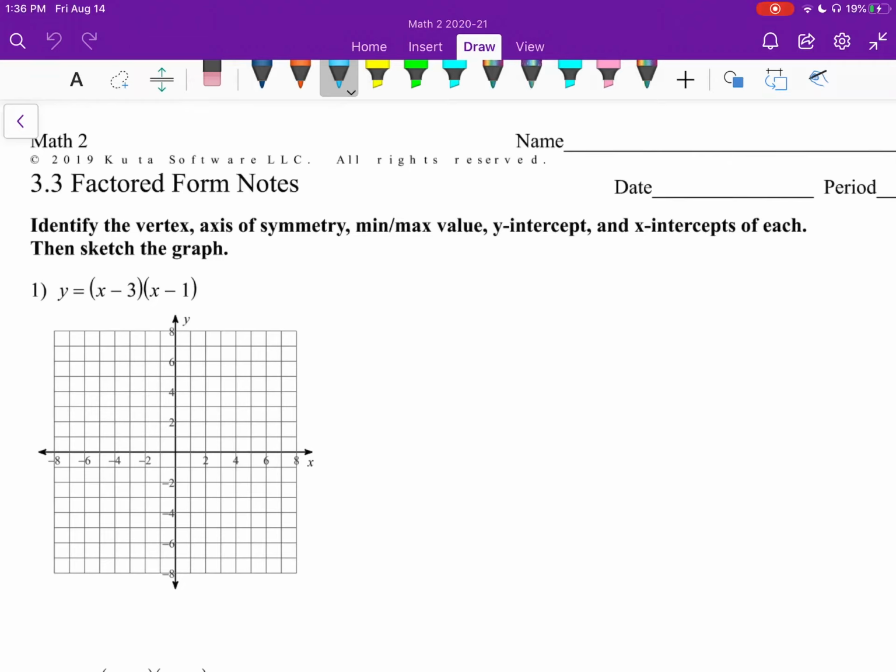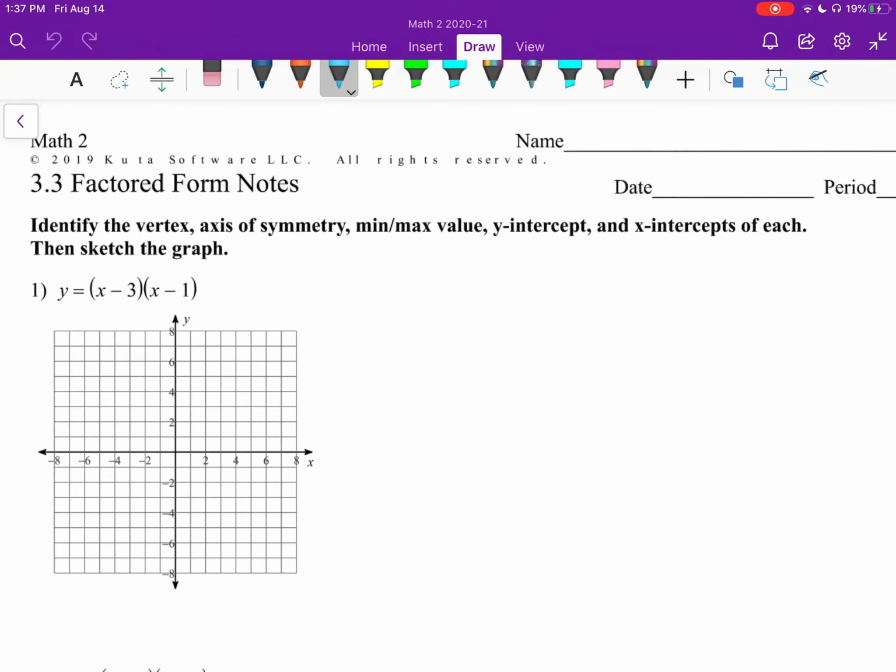Okay, Math 2 3.3 factored form notes. So let's read the directions here. Identify the vertex, the axis of symmetry, the min or the max value, the y-intercept, and the x-intercept of each. So that's a new thing, the x-intercept.